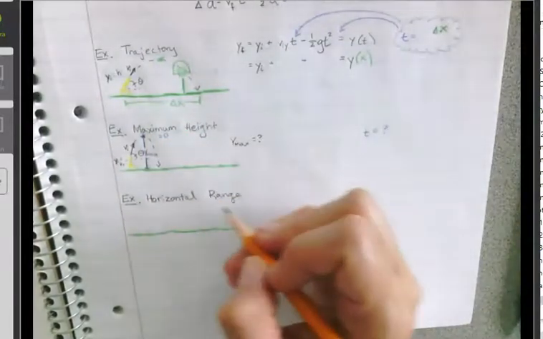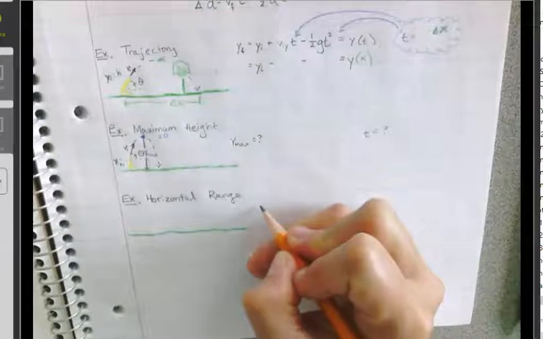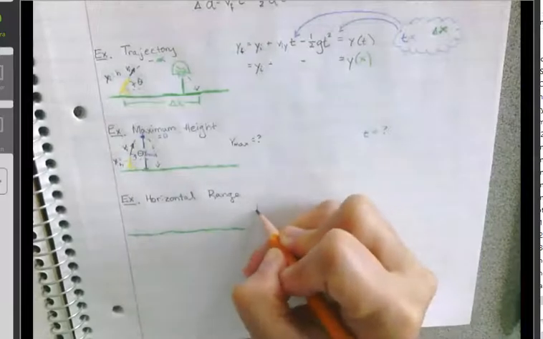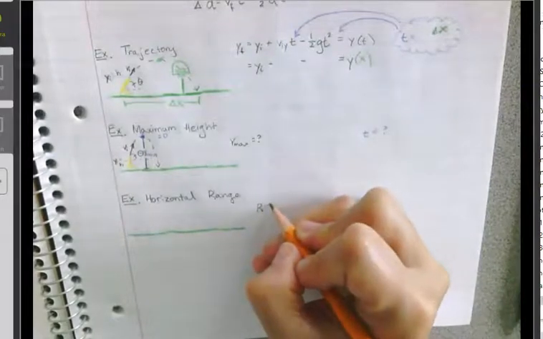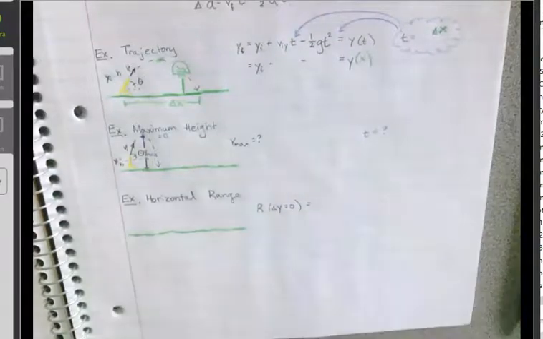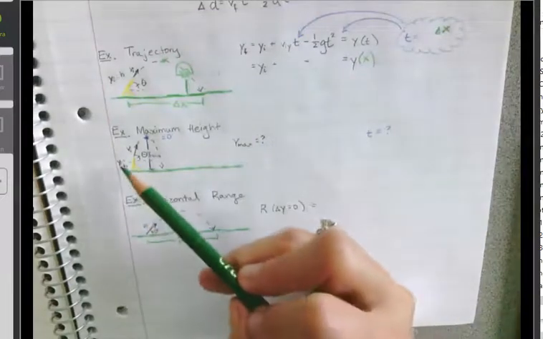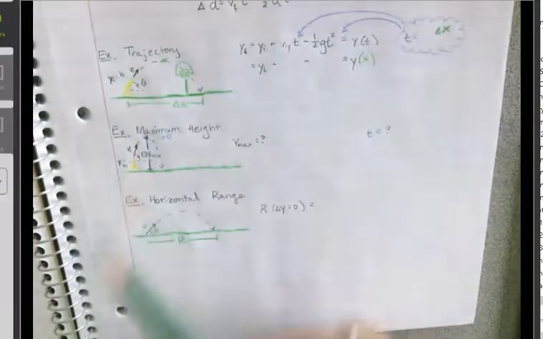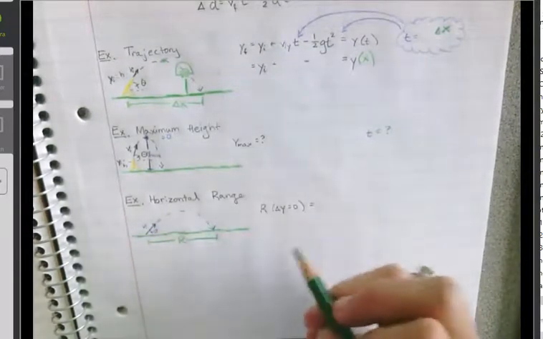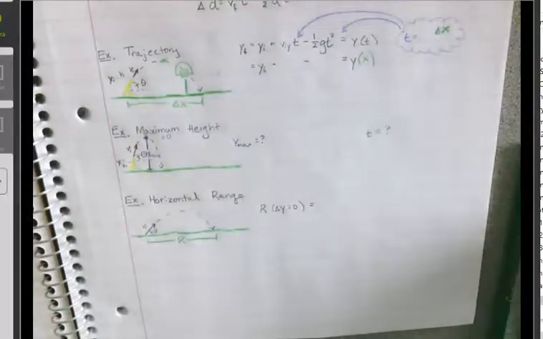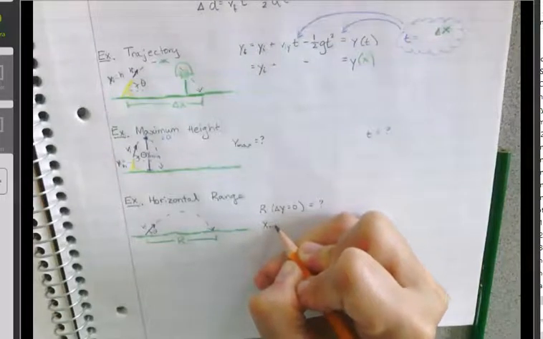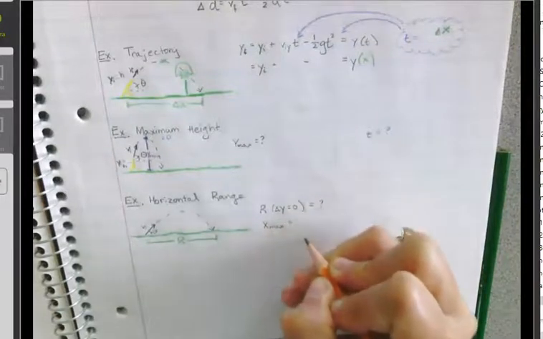This is golf. Range is different than x max. It's not just how far you go horizontally. It's how far you go when you've returned to your original height. Notice that the range formula does not allow you to start at a certain yi or a certain height. You go all the way up, you come all the way down, right back to where you started.